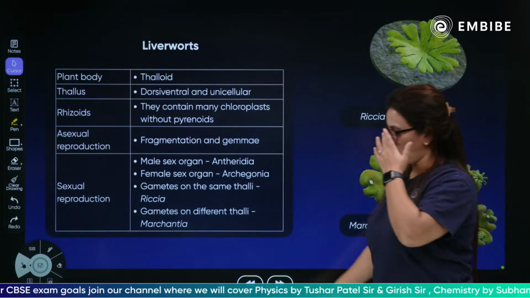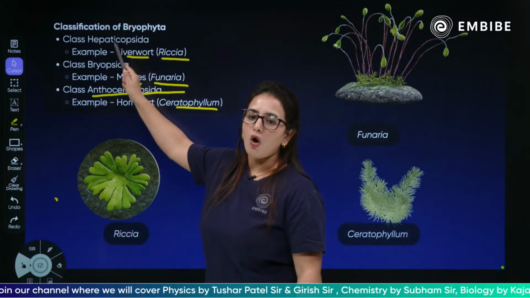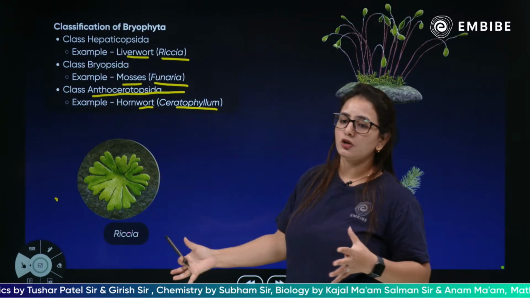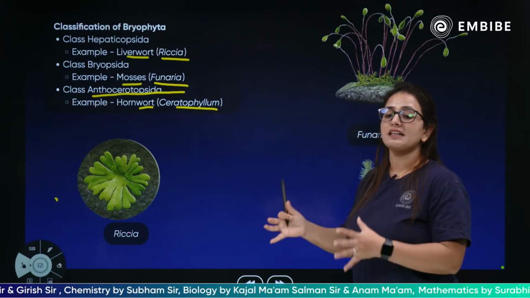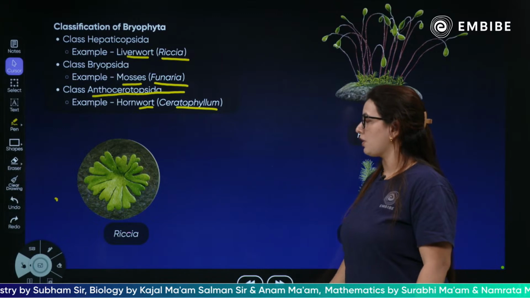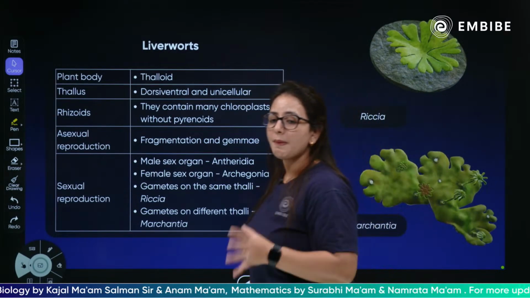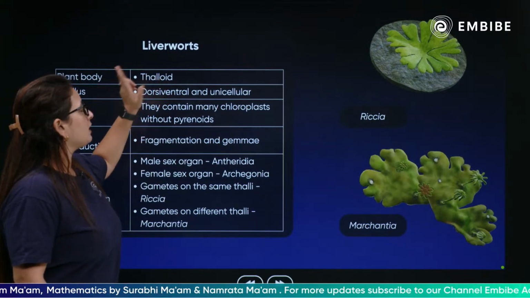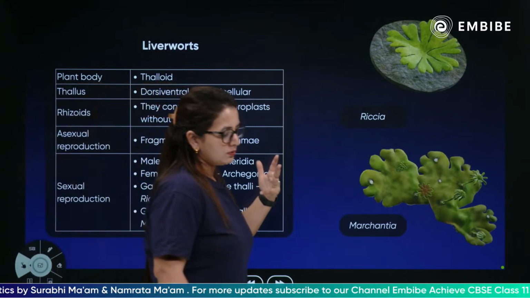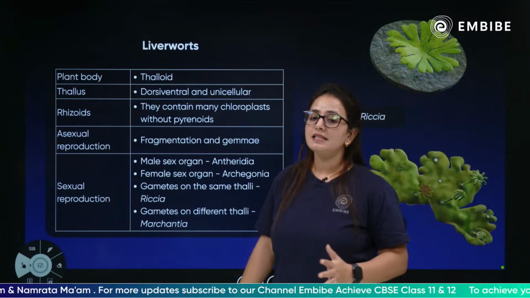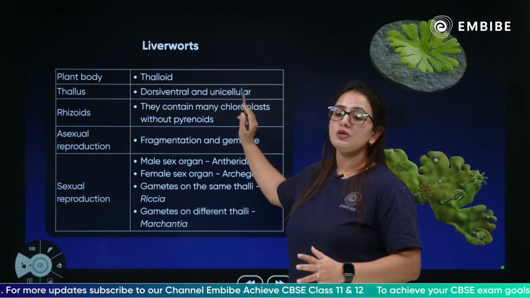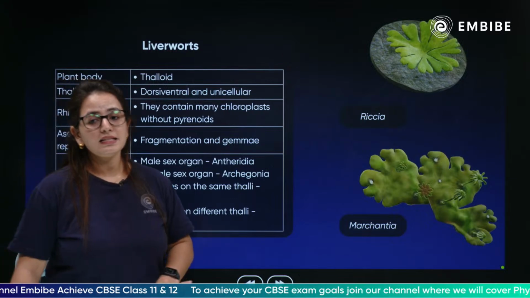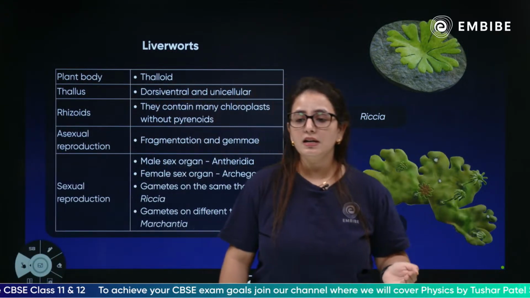Talking about the liverworts, which are members of the Hepaticopsida, we are going to discuss their features. The plant body of the class Hepaticopsida is thalloid. It is not differentiated into root, stem and leaves. The thallus is dorsiventral, with a unicellular surface.